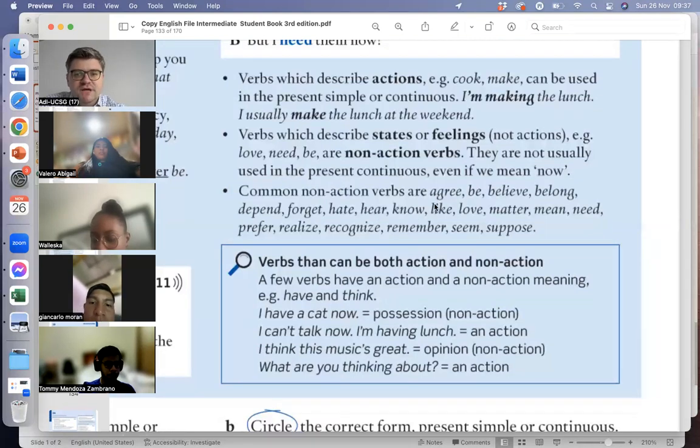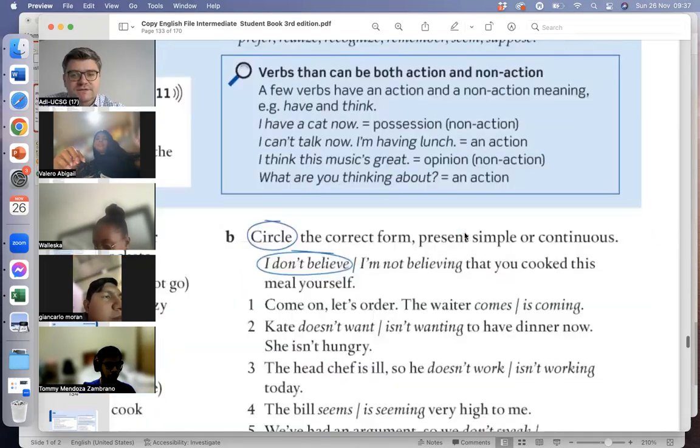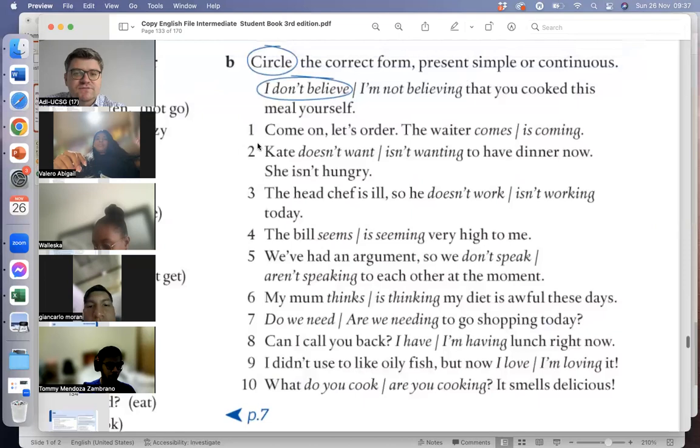These non-action verbs are agree, be, believe, belong, depend, forget, hate, hear, know, like, love, matter, mean, need, prefer, realize, recognize, remember, seem, and suppose. And there are obviously a lot more. What you have to do here, as given in the example, is you have two options and you need to circle the correct one. So, I don't believe that you cooked this meal yourself. We're not saying I'm not believing that you cooked this meal by yourself.